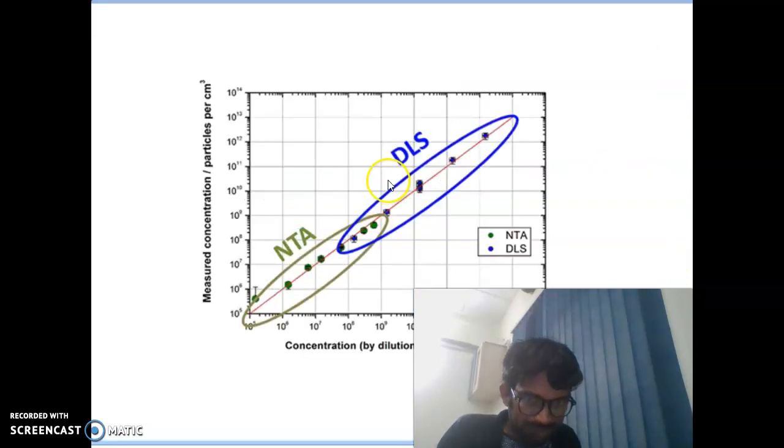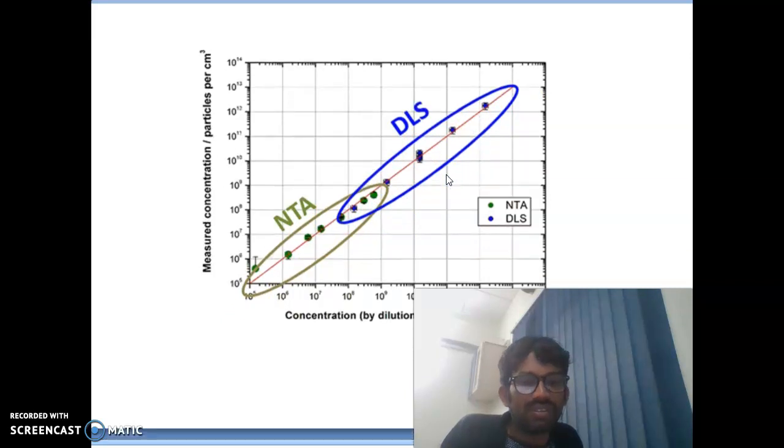This is the concentration by dilute particle per centimeter, NTA and DLS. What is the differentiation? Measure the concentration, particles per centimeter, in inverse. For NTA, nanoparticle tracking analysis, you can measure from the minimum range to the maximum, and for DLS it is from here to here. You can measure this one. This picture makes these things easy to understand.